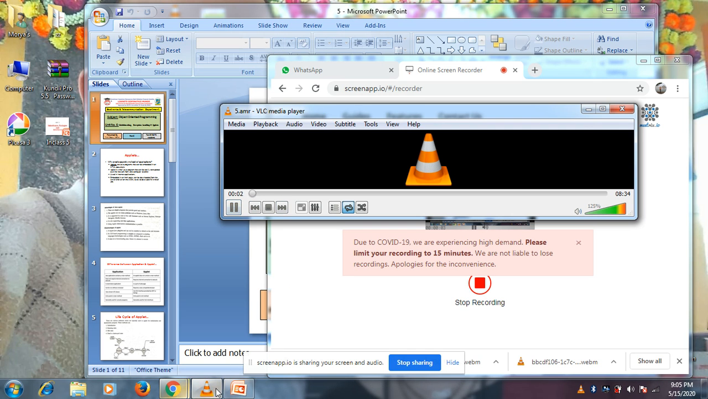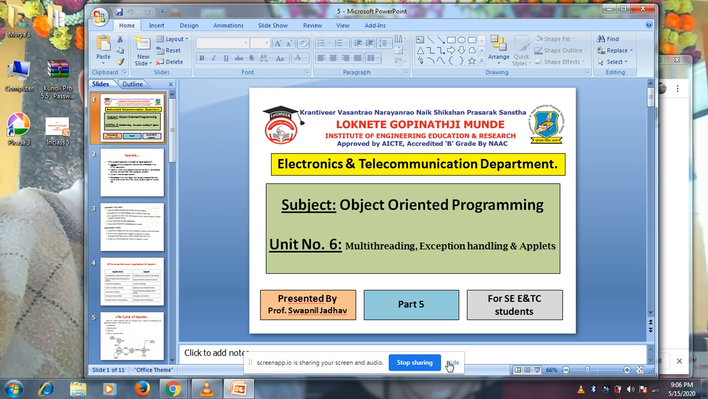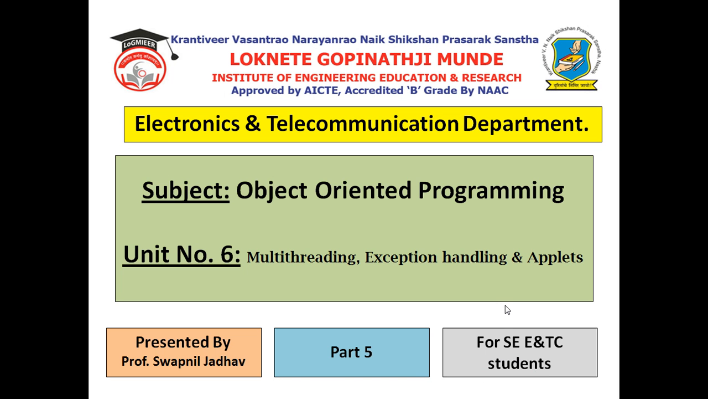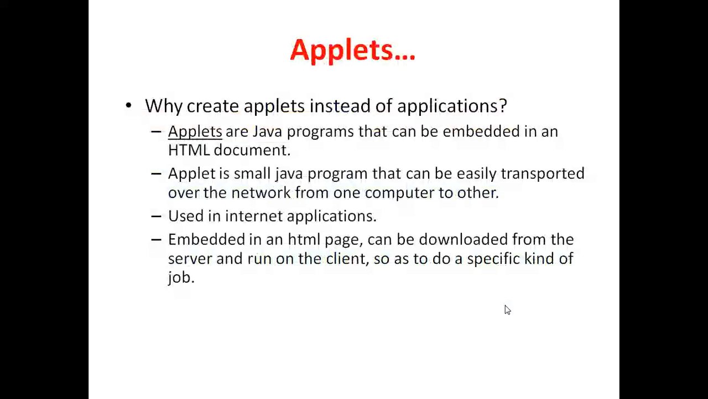Hello students, we are going to study unit number 6, that is multi-threading, exception handling and applets of object-oriented programming, part 5. In this part, we are going to study how to create an applet, what is an applet, and what are the different types of applets we can write, and the life cycle of applets we are going to study in this presentation. First of all, we'll see applets.